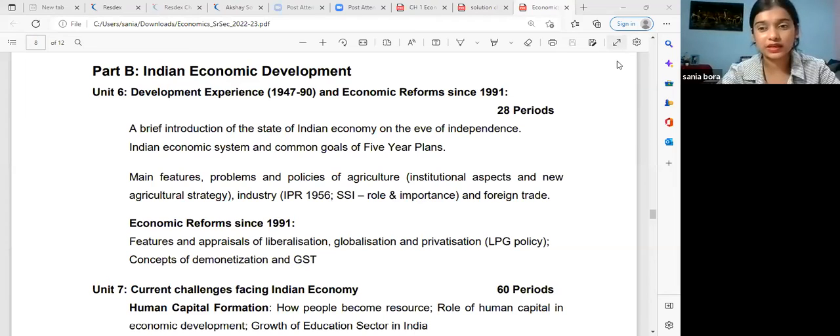We are going to start with the second book, which is Indian Economic Development. So your first unit is basically Development Experience 1947 to 1980 and Economic Reform since 1991. I'll be dividing this chapter in two parts. First we'll do the brief intro and everything, then we'll do the economic reform part.